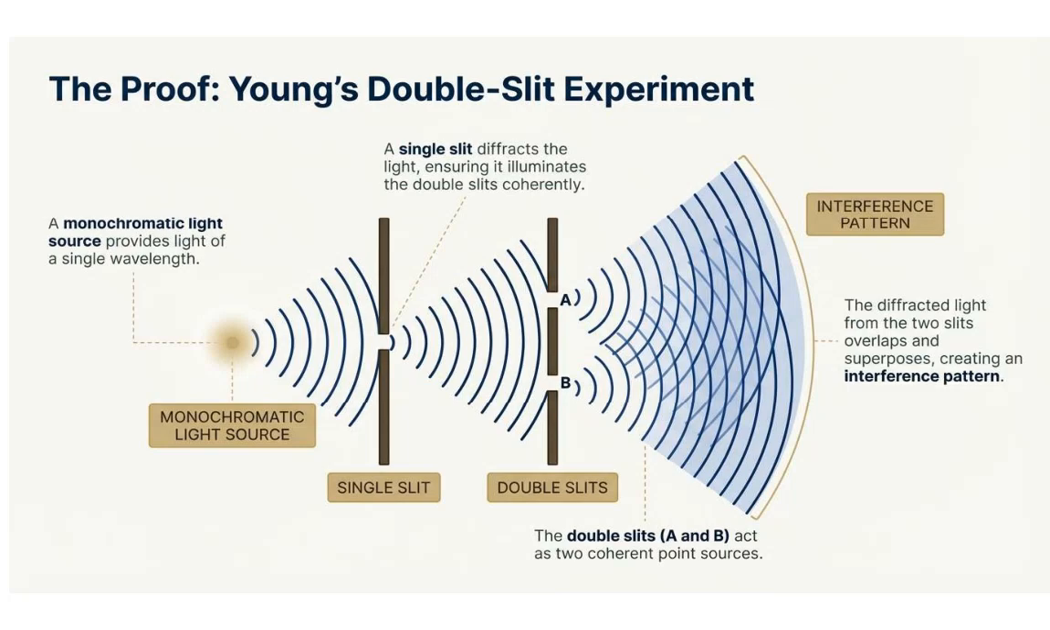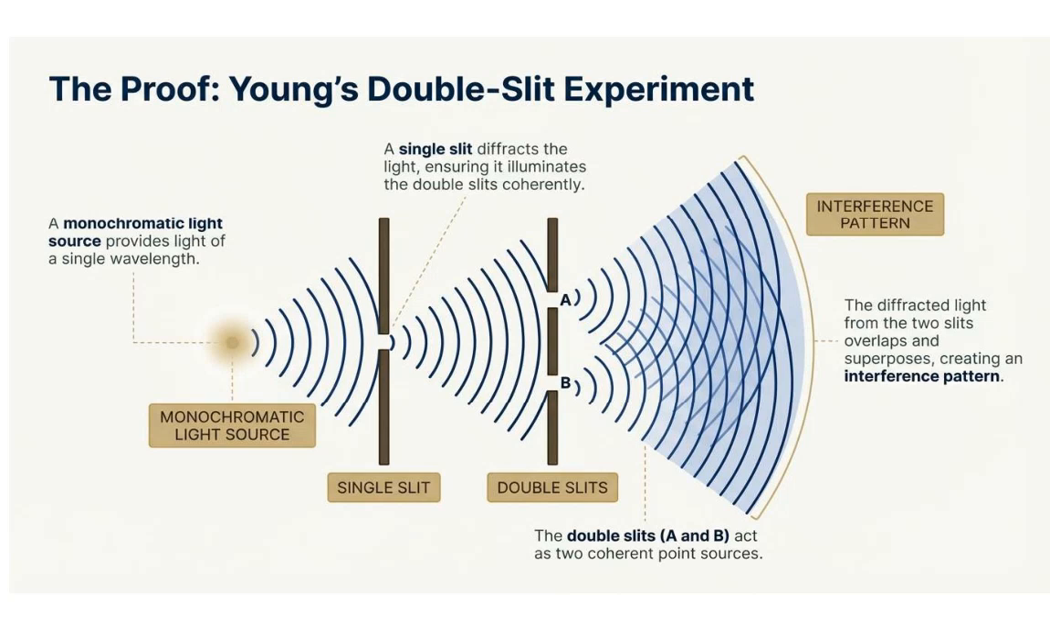We begin with a monochromatic light source, which produces light of a single wavelength to ensure consistency in our experiment. This light first passes through a single slit, which diffracts the light and causes it to spread out evenly. The diffracted light then illuminates the double slits, labeled A and B, which act as coherent point sources.